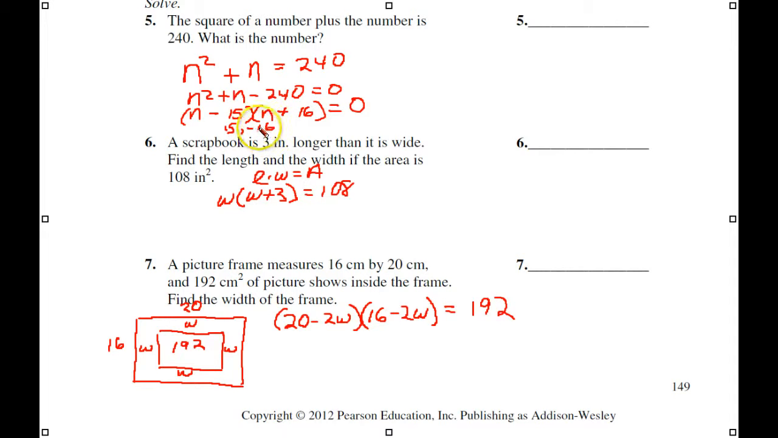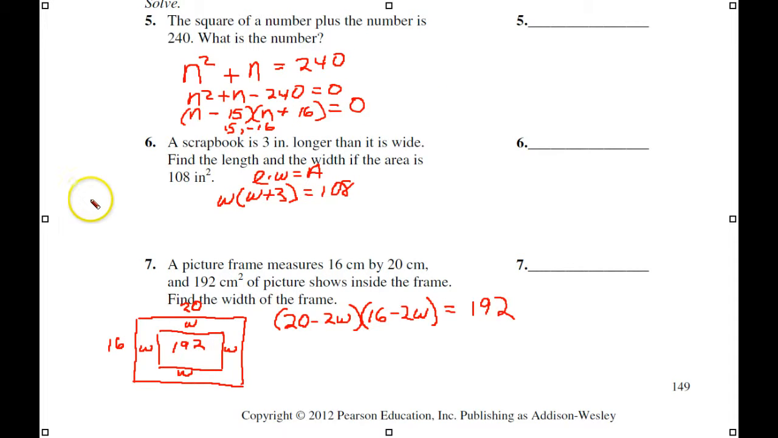So you could have, in a sense here, two numbers that will start off. One of them could be a positive 15, and the other could be a negative 16. Well, I solved that one for you.